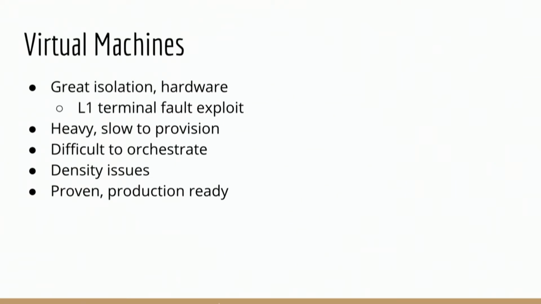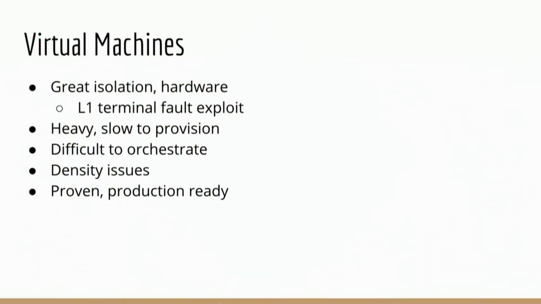The problem with virtual machines is that it's an actual machine. You get a full operating system. They're heavy and they're slow to provision. They're also difficult to orchestrate because it's easy to spin up a VM and spin down a VM, but to actually orchestrate the network and the service side, it's a little harder.